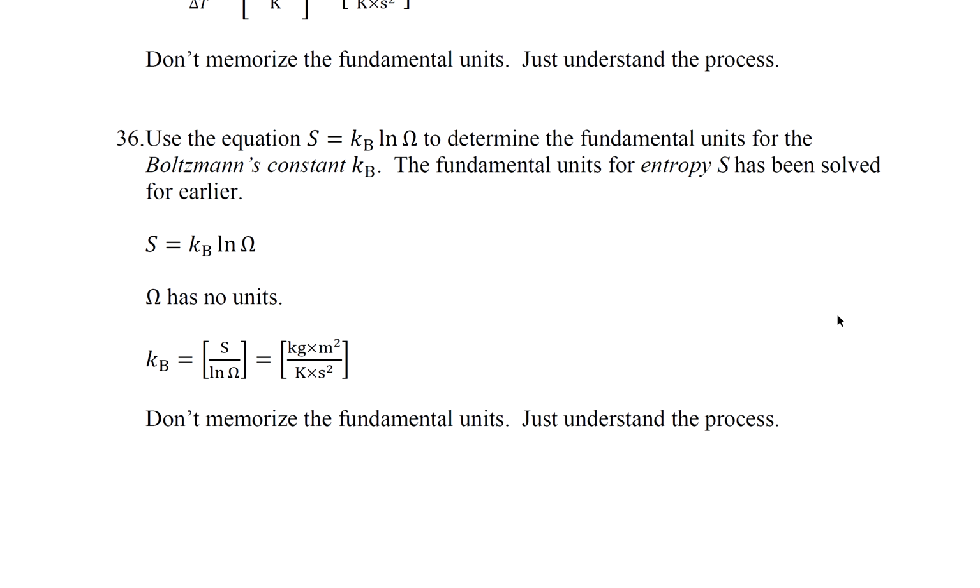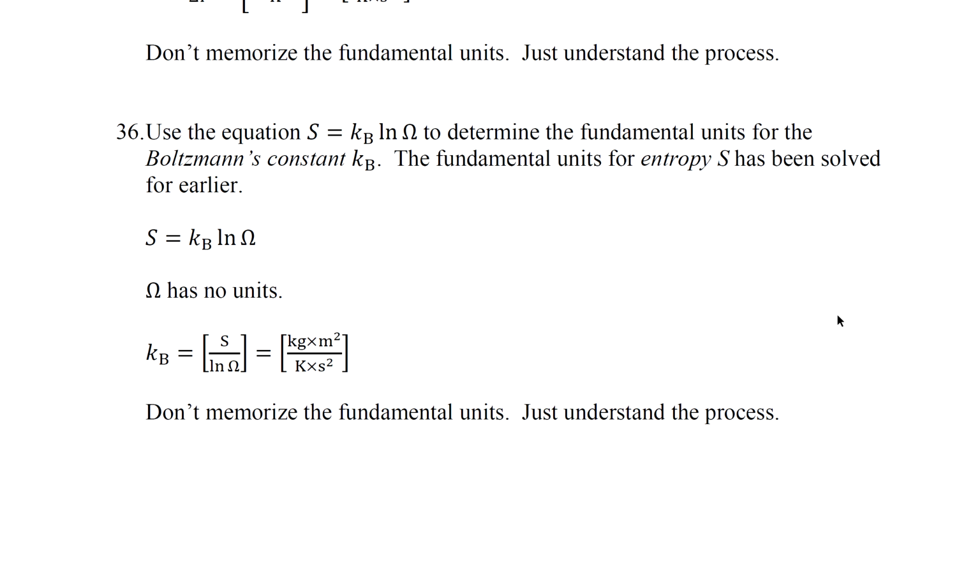Question 36, use the equation S is equal to K sub B ln omega to determine the fundamental units for the Boltzmann's constant K sub B. So first, take that equation, solve for K sub B, and then plug in the fundamental units for each variable. So omega has no units, so natural log of omega has no units. So the fundamental units of K sub B is going to have the same fundamental units as entropy S.